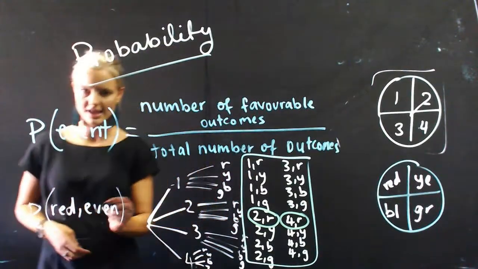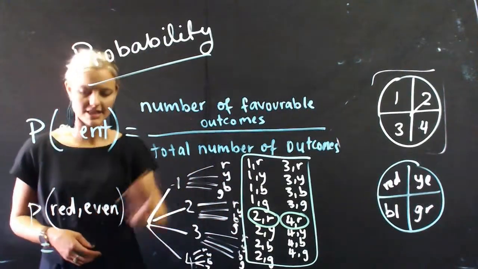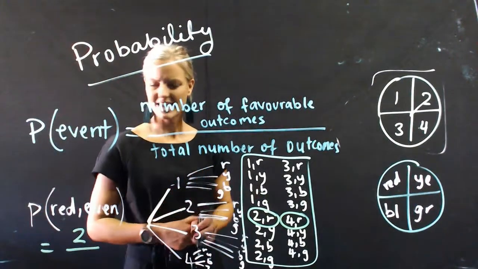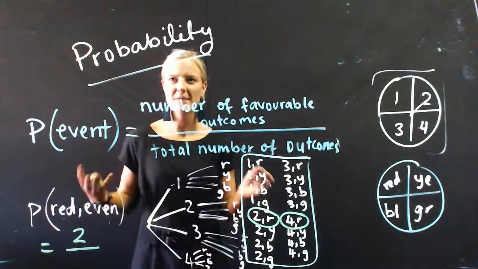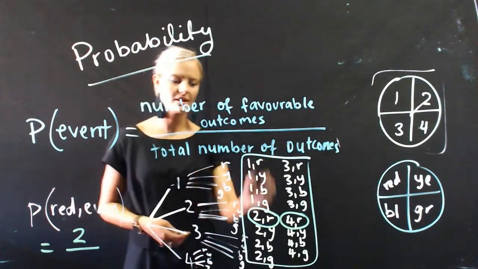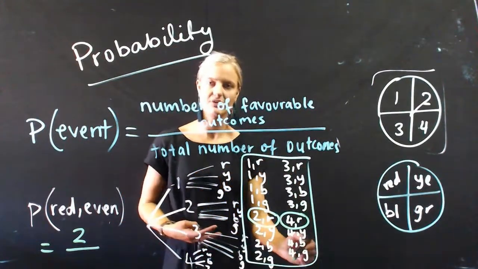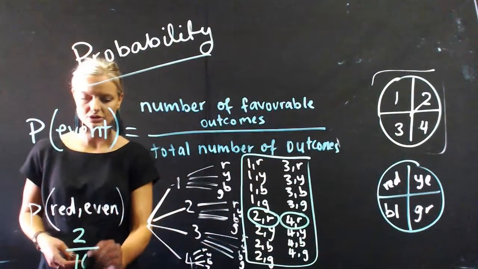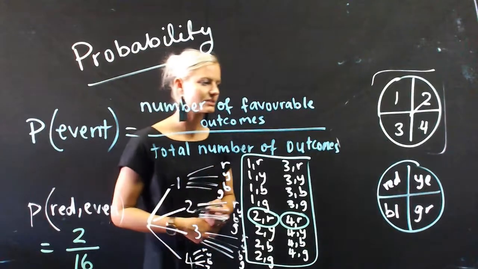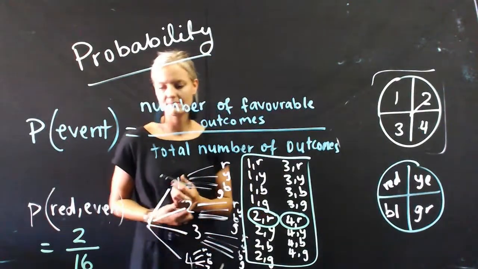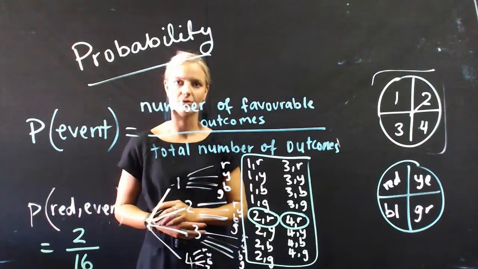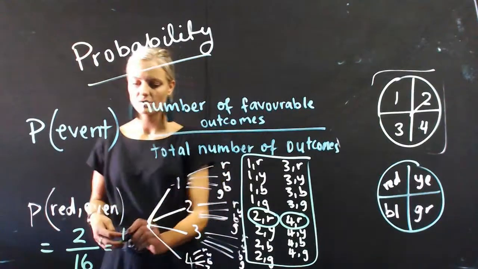Therefore, my formula would be favourable outcomes 2. 2 times that it shows up the things I want. Now, out of the total number of outcomes, how many things could actually occur? Well, I've listed them here. These are the number of things that could show up. 4 lots of 4, that's 16. 2 over 16 is the probability of getting a red even number. Make sure that in probability you absolutely always simplify your fraction to 1/8.